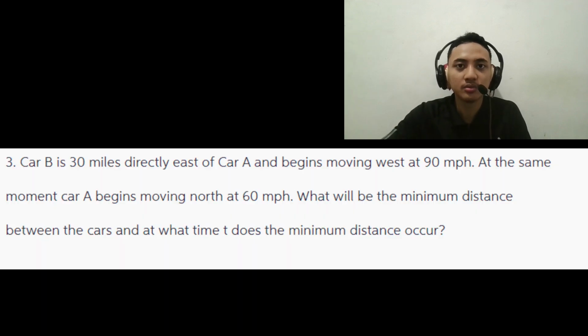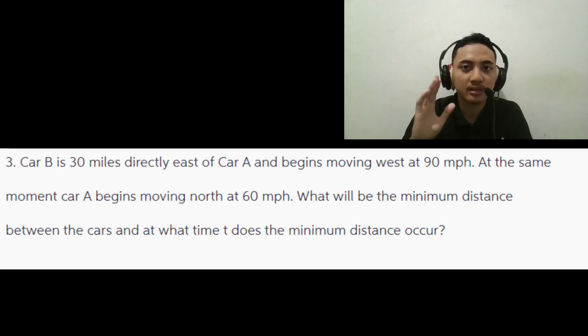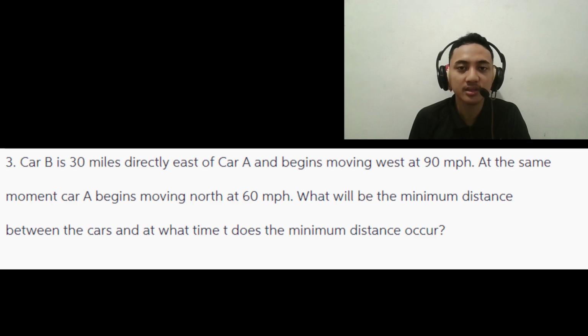And then we go to the final problem that I have set for numerical methods. The problem will be: car B is 30 miles directly east of car A and begins moving west at 90 miles per hour. At the same moment, car A begins moving north at 60 miles per hour. What is the minimum distance between the cars and at what time does it occur?